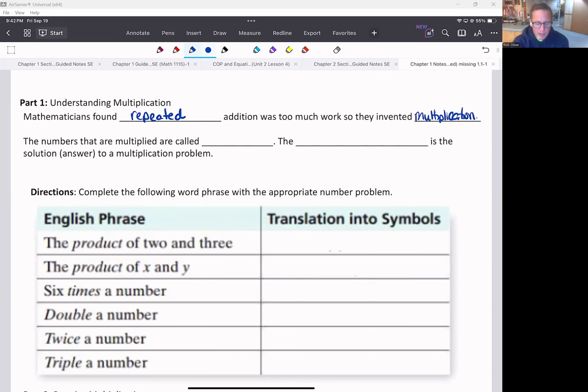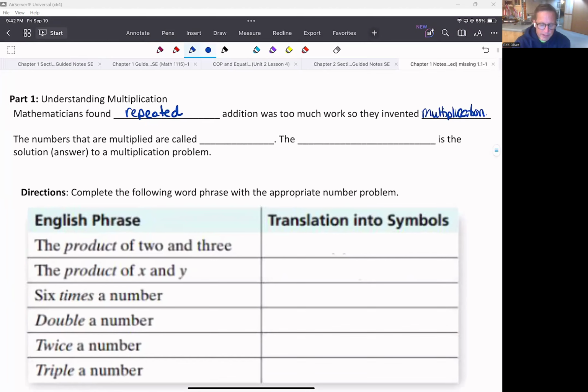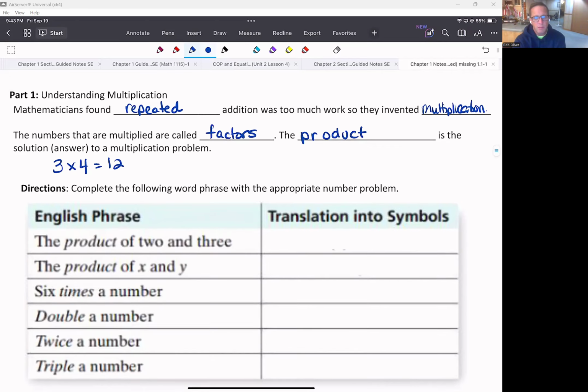All right. So the numbers that are multiplied, when you're doing a multiplication problem, something pretty simple like 3 times 4, those are called factors. 3 is called a factor, and 4 is a factor. When you answer it, that's called the product. So 3 times 4 is 12. So the product is the solution. That's the answer to a multiplication problem.